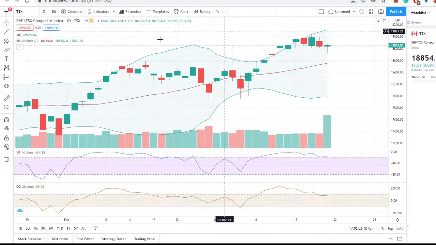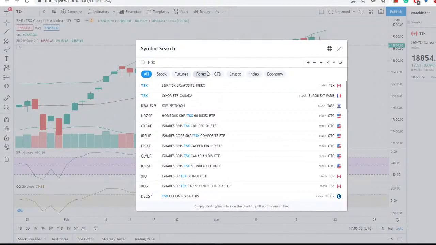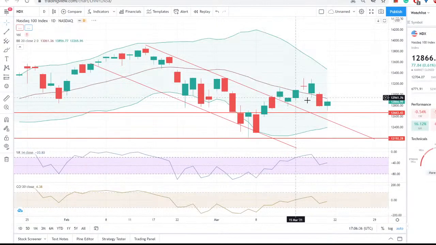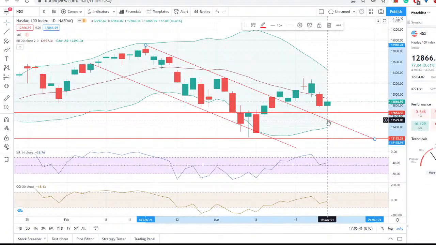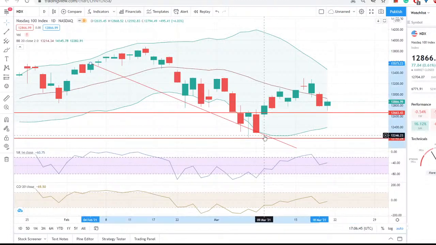Great. So from TSX, let's go to NDX. Try and analyze Nasdaq also, because that's going to be critical. Exactly. Right. So I'll just remove these indicators. That's a different story altogether. Yeah, totally.